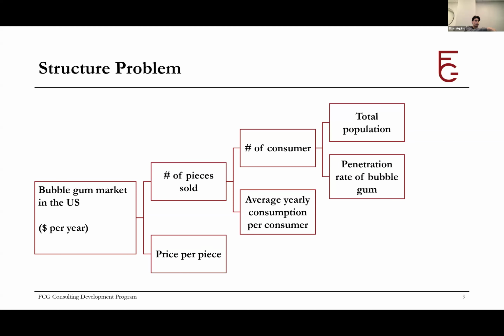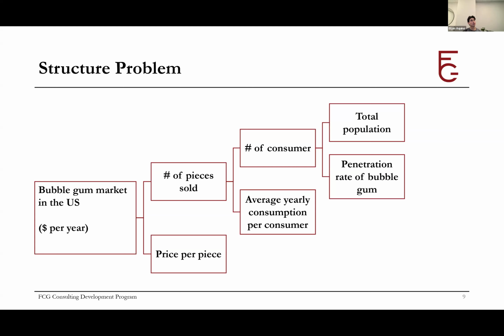So if we run back down this, if I start off with bubblegum market in the US, I could step back and think about that being the number of pieces sold times the price per piece. And then to figure out more about the number of pieces sold, what I could do is look at the number of consumers and multiply that by the average yearly consumption per consumer.